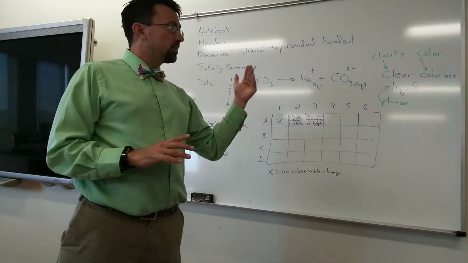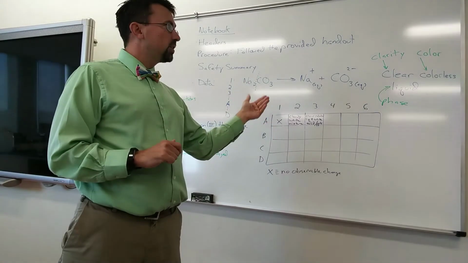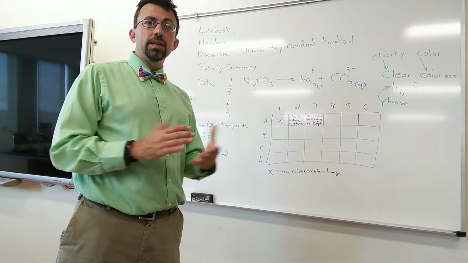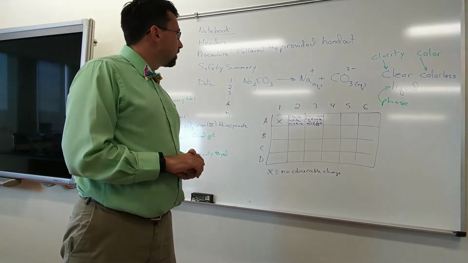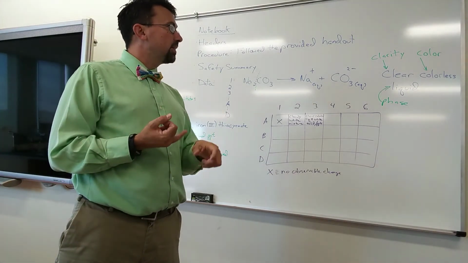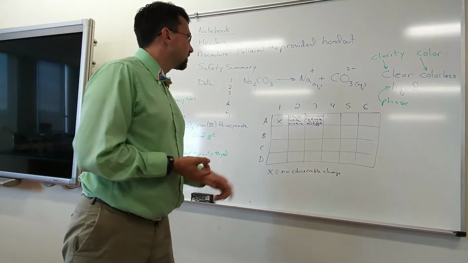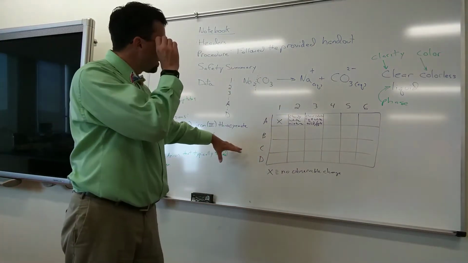So clear, colorless liquid. Clear, blue liquid, whatever it happens to be. Write that down. You should always be able to tell the clarity, the color, and the phase of the matter you're looking at. So put all those observations in, and that'll be your first part of data.